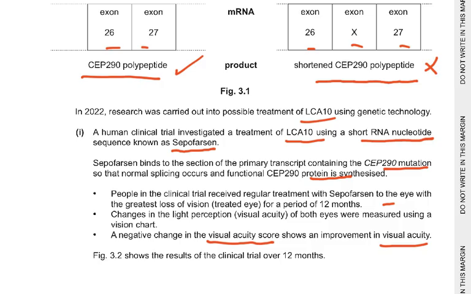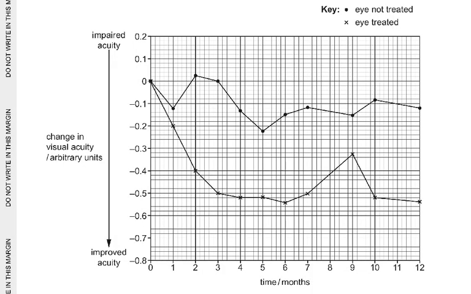Figure 3.2 shows the results of the clinical trial over 12 months. Whenever you have to read such a lot of information, please read it twice, then look at the graph and explain it to yourself. So the key was eye not treated and the eye treated. This one is the eye that was not treated, and this is the one which was treated.